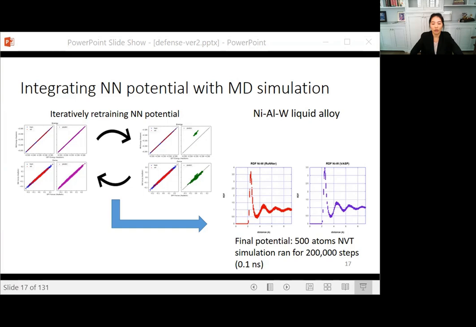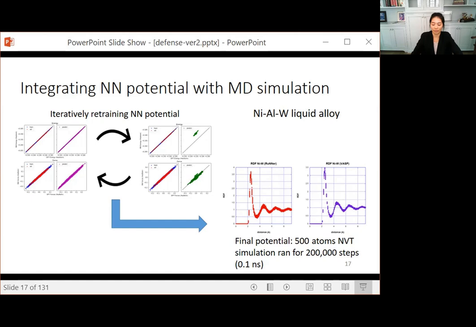So we had to iteratively retrain the neural network potential multiple times, and we end up getting a good potential that's running with MD simulation for 0.1 nanoseconds. And we get good results compared with ab initio. And so this wasn't really easy to do. And you know, we didn't have a good way to determine when the extrapolation is happening with the neural network potential. So this is one of the main motivations for why we want a quantitative uncertainty for these type of models.